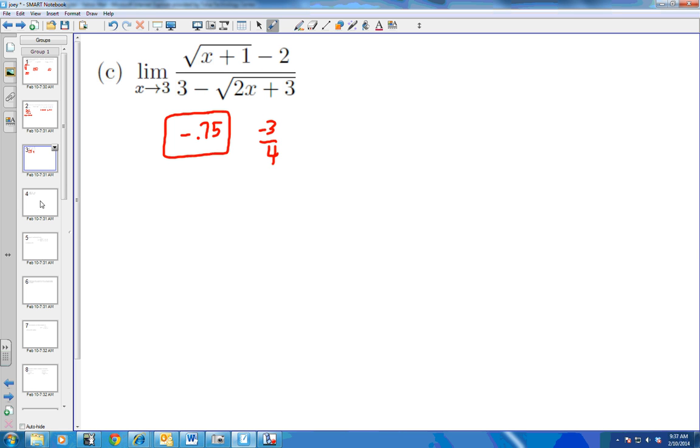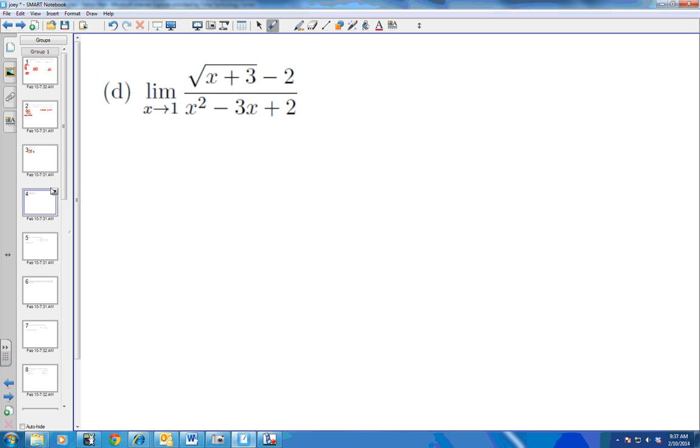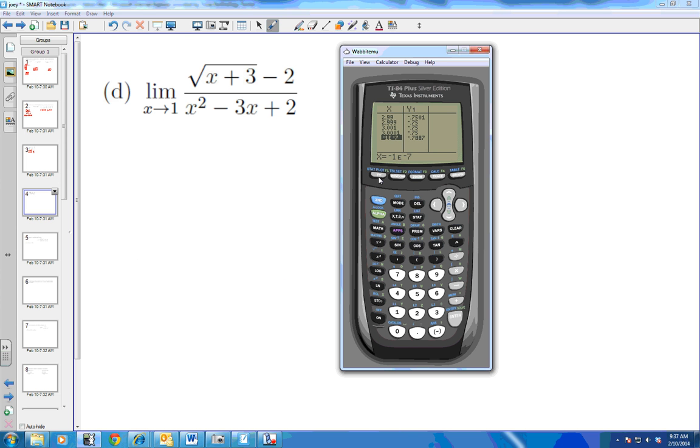Okay, part D, we're going to do the same thing because I'm not sure what he's going to want you to do as far as algebraically. So I'm going to show you what it would look like in the calculator. Put that in my y equals, alpha y equals for my fraction button, the square root of x plus 3 minus 2 over x squared minus 3x plus 2.